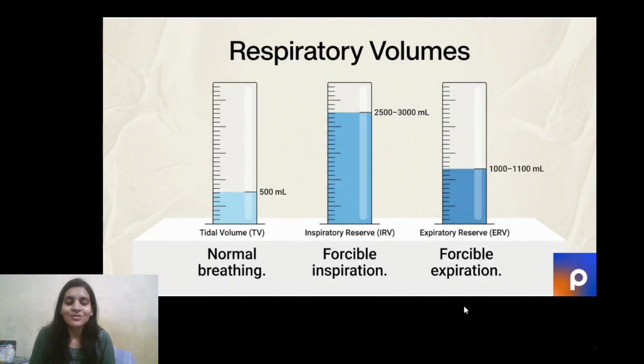Alright, now I understand these respiratory volumes, ma'am. I know, and this is very interesting all throughout. That biology you find so boring is actually so interesting.